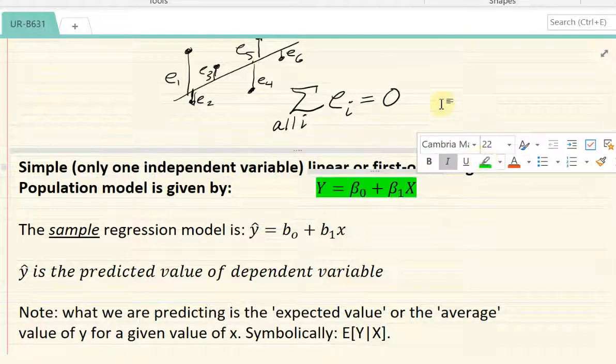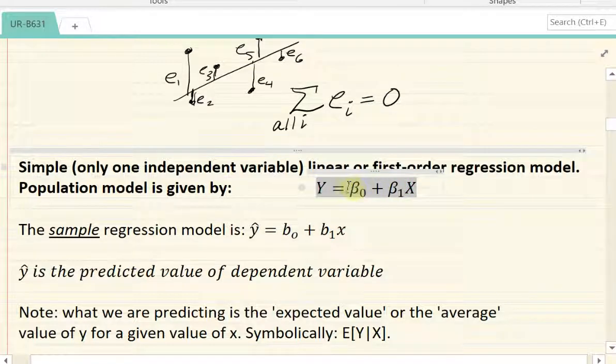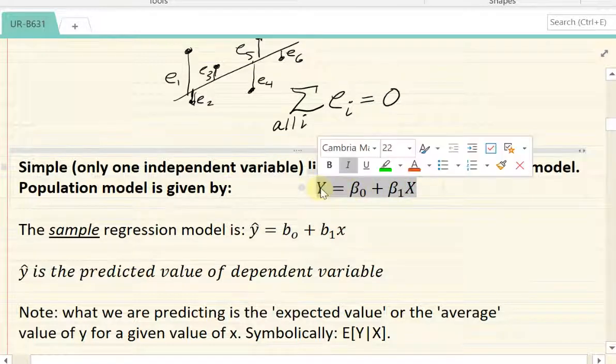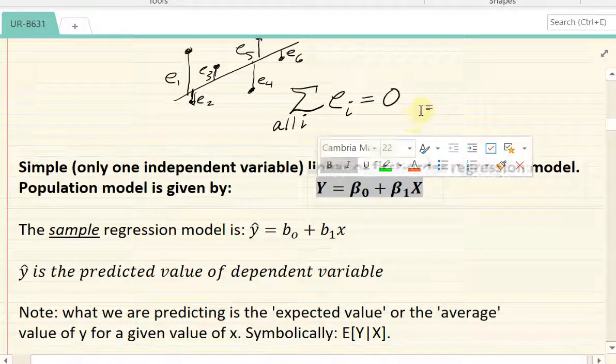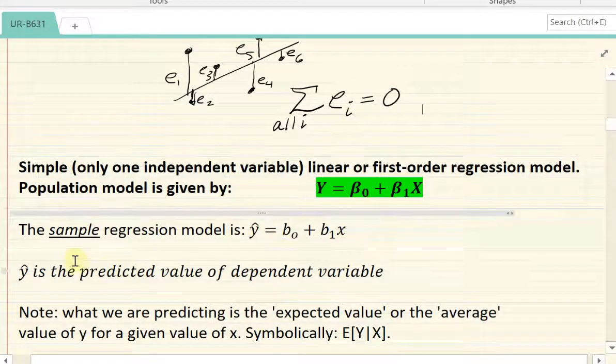Let me highlight it in green. And this model is actually going to be unknown. The betas will be unknown for this model, and they need to be estimated. Now, this is the sample equivalent to what we just wrote up here.